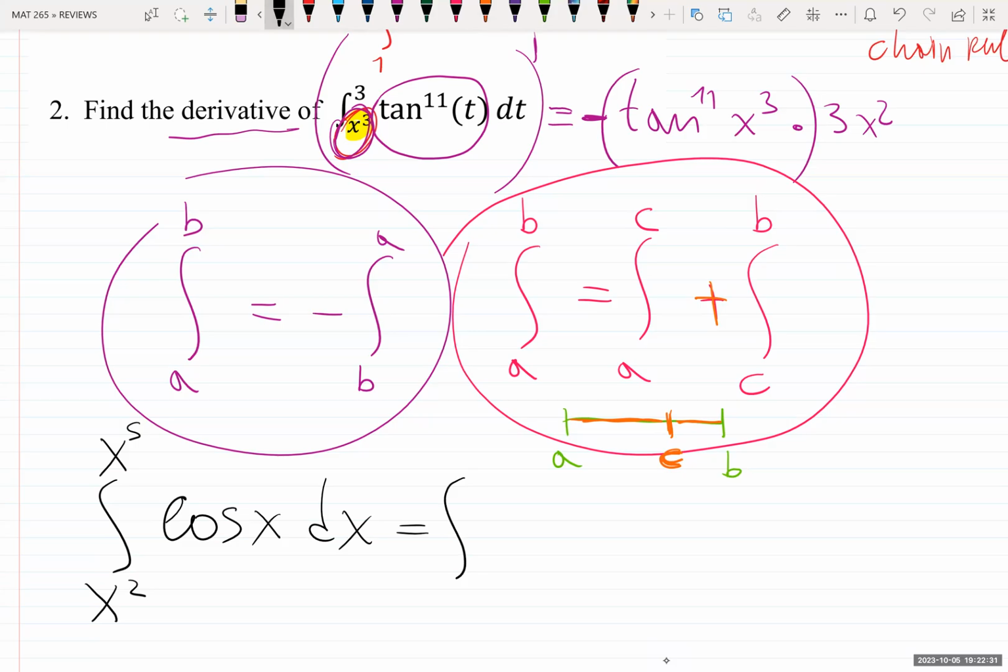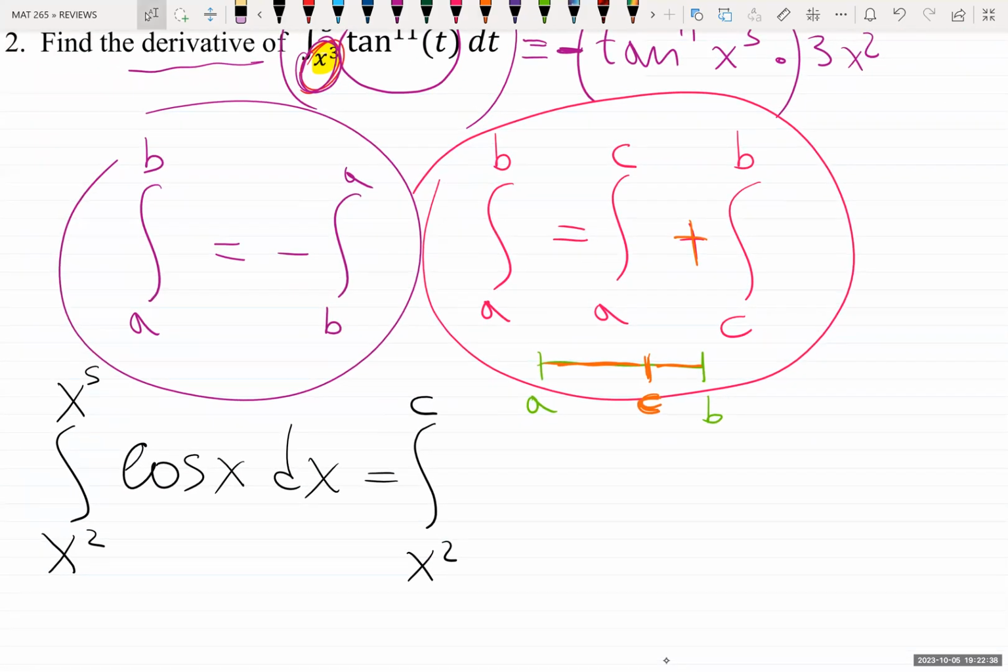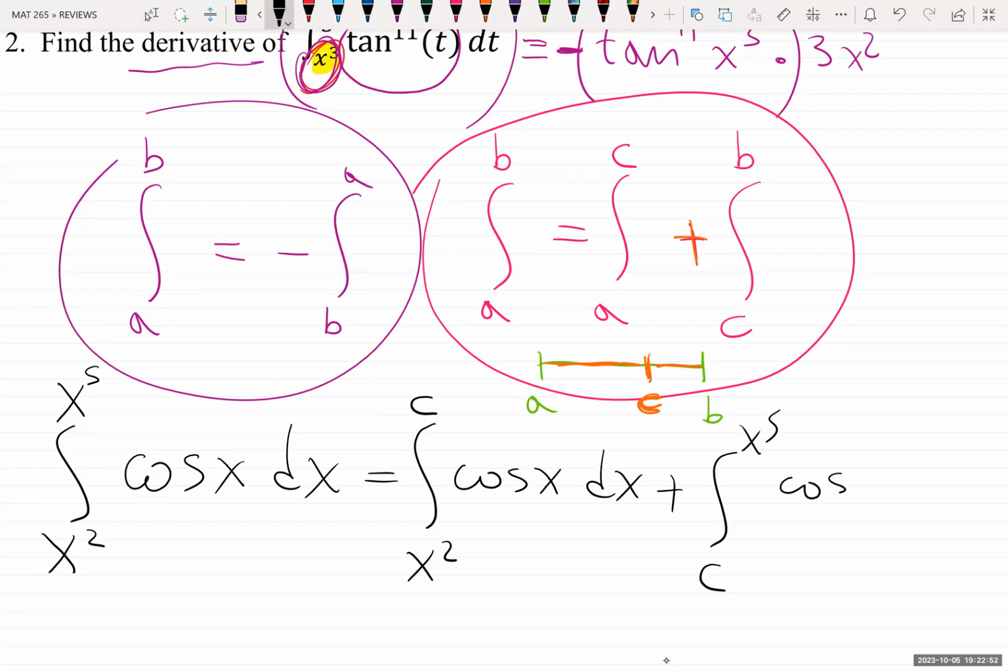Thus, you do it from x squared to a number c. People usually put 0, but it doesn't matter, to be honest. There are cases when you cannot use 0 because it's not in the domain, but we do not cover this in this class, so don't be bothered. It's cosine x dx plus the integral from c to x to the 5 of cosine x dx. Now, as you can see, I was supposed to use t. That's actually not required; that's why I keep forgetting to do that. It doesn't matter. The variable inside the integral is called a dummy variable.